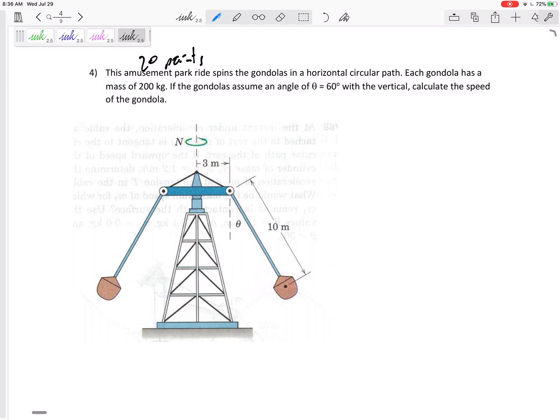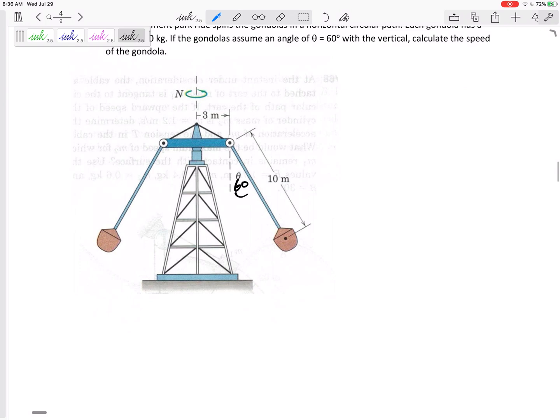All right, each gondola has a mass of 200 kilograms. The gondolas assume an angle of 60 degrees with vertical. Calculate the speed of the gondola. So I want you to draw a free body diagram of just one of these. All right, so let's look at this one right here.